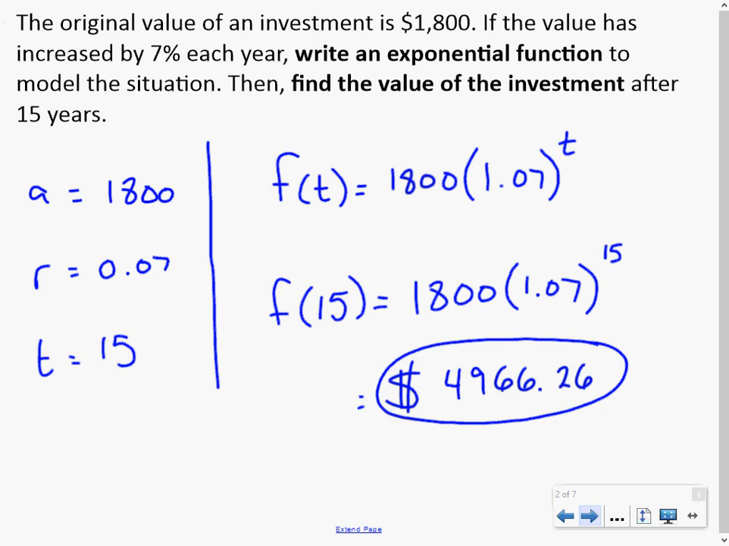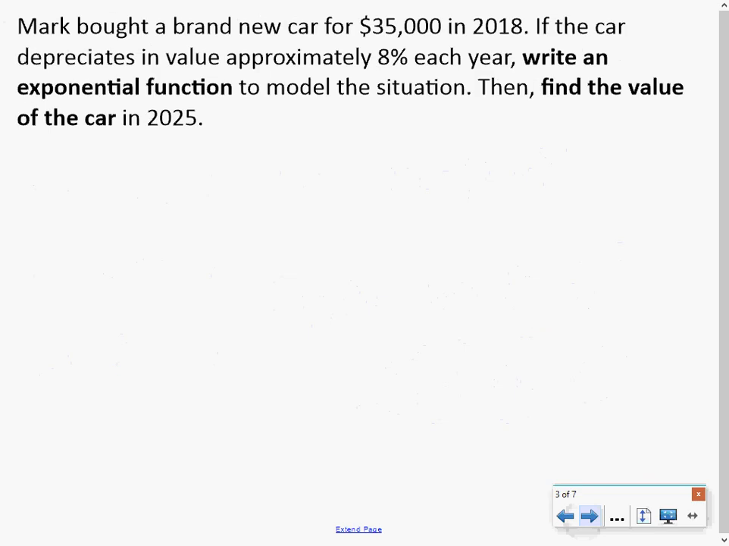So let's look at a decay problem. Similar setup. Mark bought a brand new car for $35,000. So there's my initial amount. And it's in 2018, and that's going to come up later. If the car depreciates, meaning it loses value, we have decay, approximately 8% each year. Well, there's my rate. Again, divide by 100, get your decimal, 0.08 here.